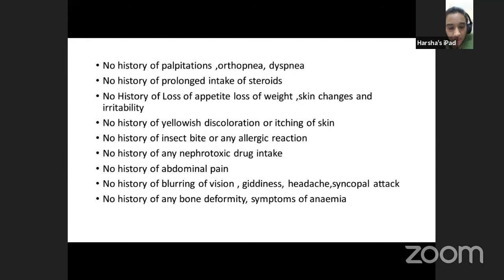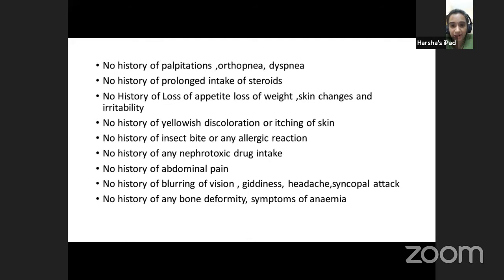Abdominal pain is fine. And all this blurring of vision, giddiness, headache, syncopal attack is due to hypertensive encephalopathy or... Hypertension is fine. Hypertension makes sense. Cortical vein thrombosis. Okay, fine, which is a complication. Okay, and bone deformity and symptoms of anemia you asked for? Kidney failure might result into... That is chronic kidney disease. Okay, chronic kidney disease. Correct.